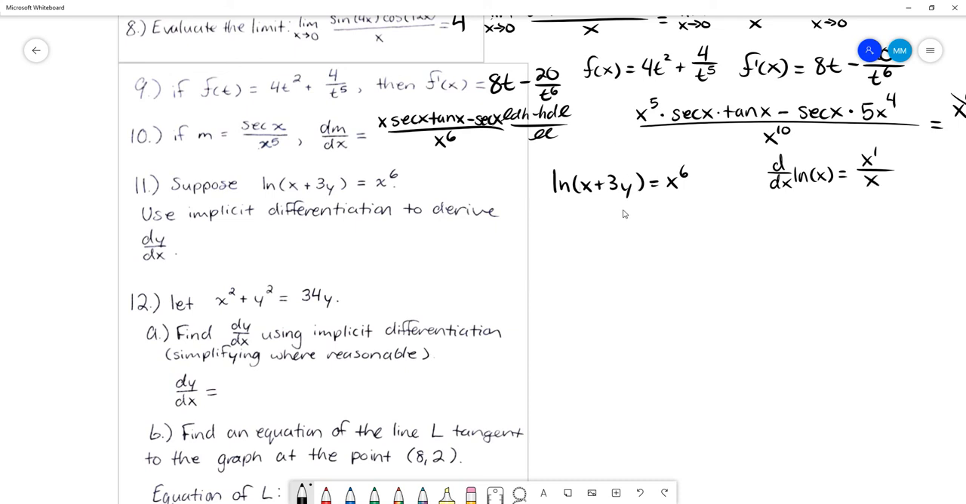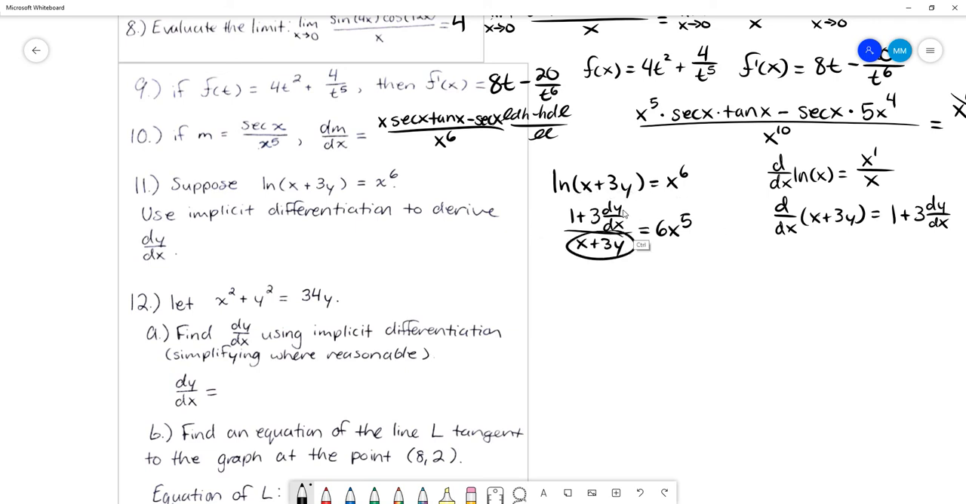So we first have to take the derivative of x plus 3y, which is just going to be 1 plus 3 dy/dx. So the derivative of the left side is going to be 1 plus 3 dy/dx over x plus 3y. And that's going to equal the derivative of the right side, which is 6x to the 5th. And now we just have to manipulate this to get dy/dx by itself.